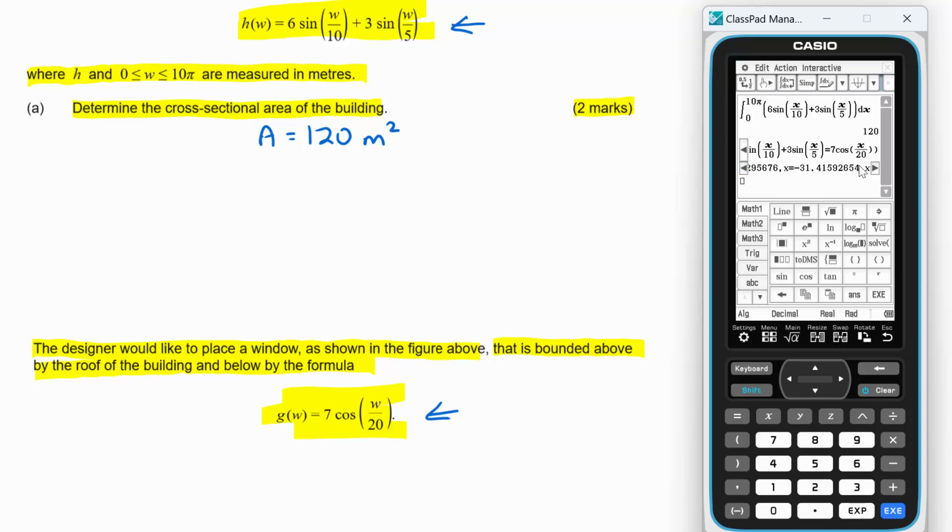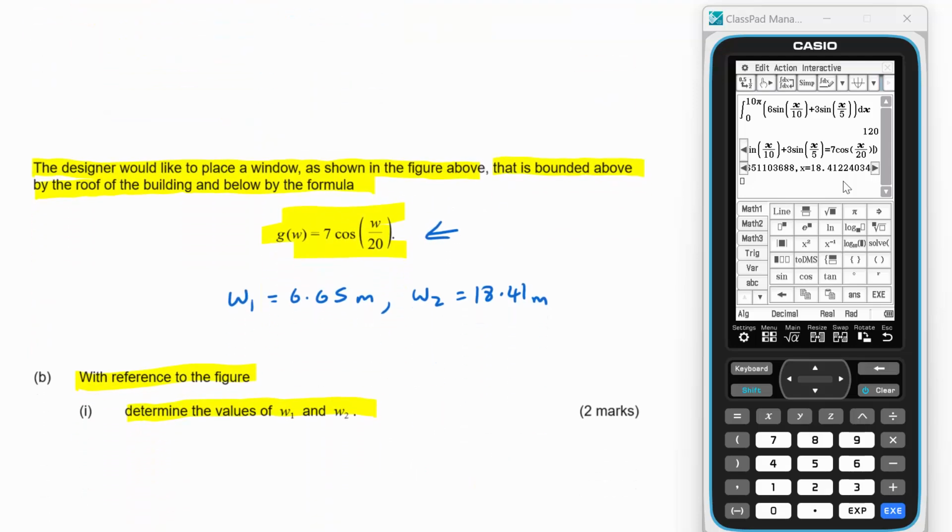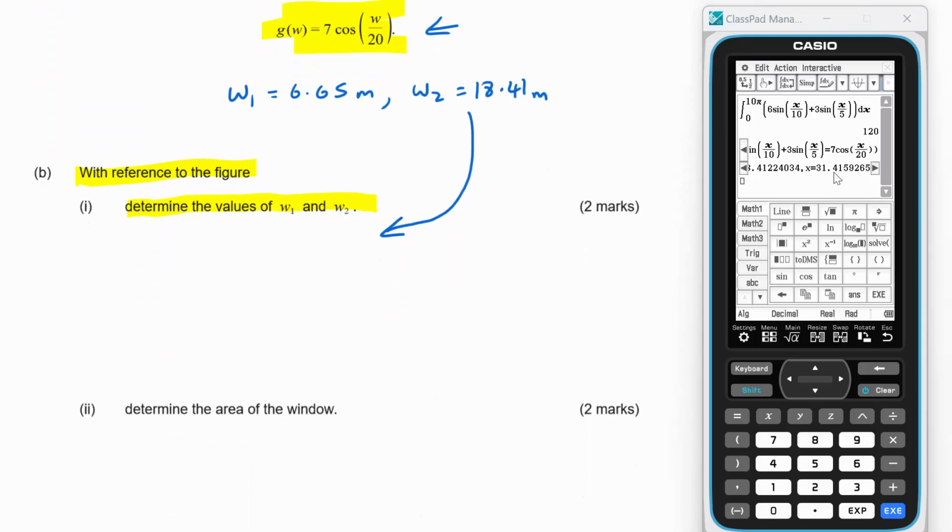Remember, 10 pi would be about 31. So we've got a first solution here at 6.65. So that one is nicely in range. So W1 is 6.65. And then the next one's probably going to be W2, 18.41. These answers should actually be in this section, but don't worry too much about that. And then the next one is 31.41, so that's too big.